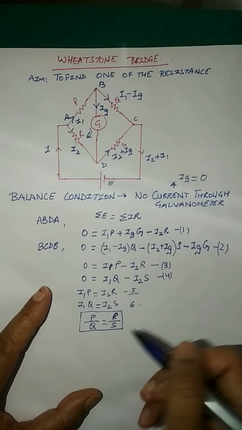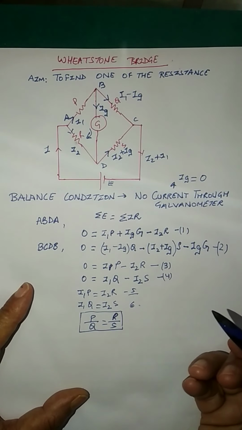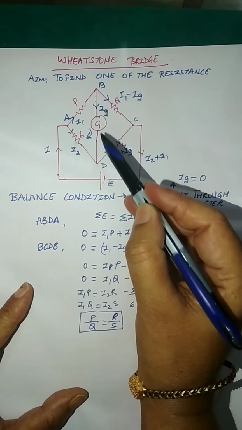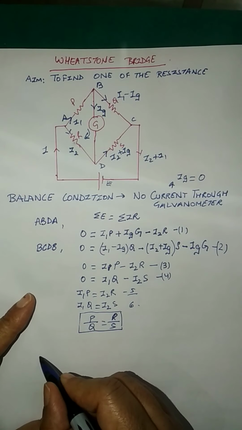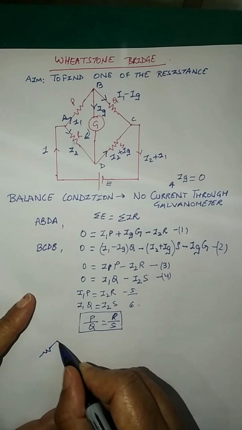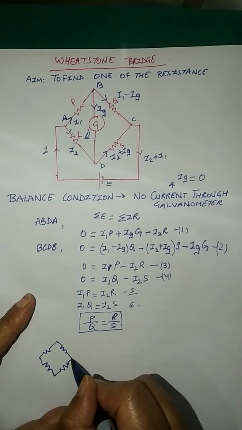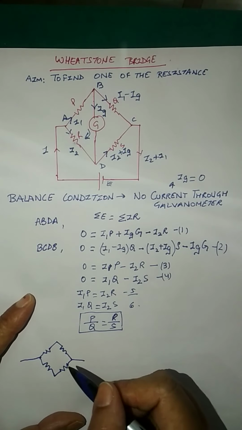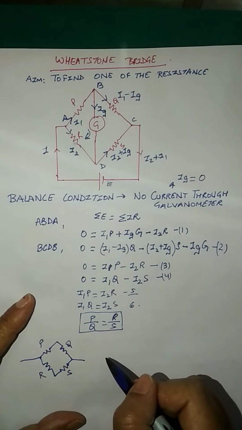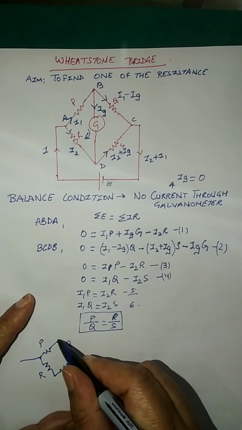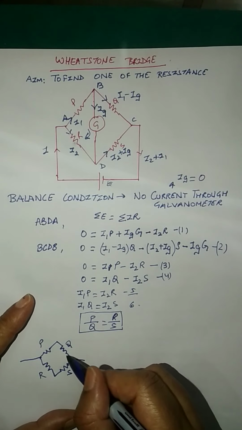Now children, from here we come to a very important conclusion. If you take the bridge to be balanced, that means no current is flowing through the galvanometer. If no current is flowing through the galvanometer, my circuit will reduce like this. That means this resistance is there, this resistance is there, this resistance is there, and this resistance is there. That means I'll be left with the 4 resistances P, Q, R and S. So there is no arm in the center, that means no current flows. So we'll take no resistance. So now you are left with PQRS.